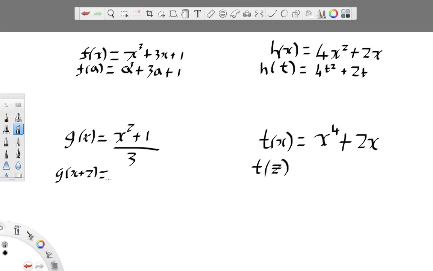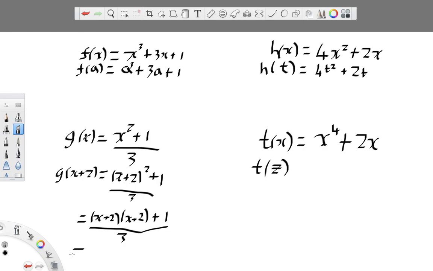Well, again, it's really easy. We just have to substitute x plus 2 where we see x, but we've got to be careful. So it will be x plus 2 all squared plus 1 over 3. Now we've just got to expand that bracket. So we'll have x plus 2, and then we've got that squared, so the bracket twice, x plus 2, then we're adding 1, and that's all over 3.